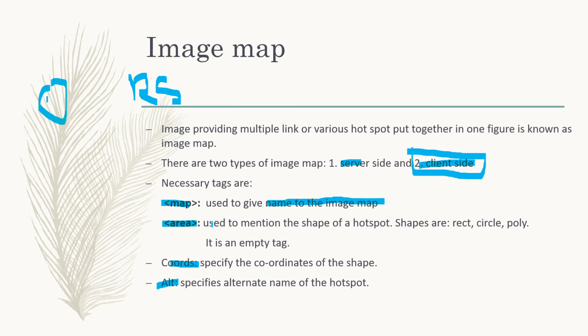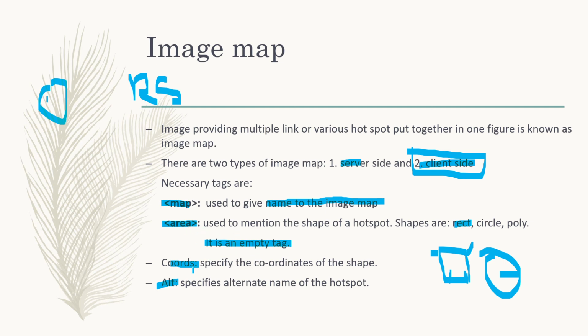In area, we use this area tag for mentioning the shape of the hotspot. Shapes would be rectangle, circle, or polygonal. While using the rectangle, there will be 4 coordinates because the rectangle has 4 coordinates. In the same way, for circle, it will start from the radius. Next is polygonal, which has many sides. It is also known as an empty tag because the area tag does not need any closing tag. That is why the area tag is an empty tag.